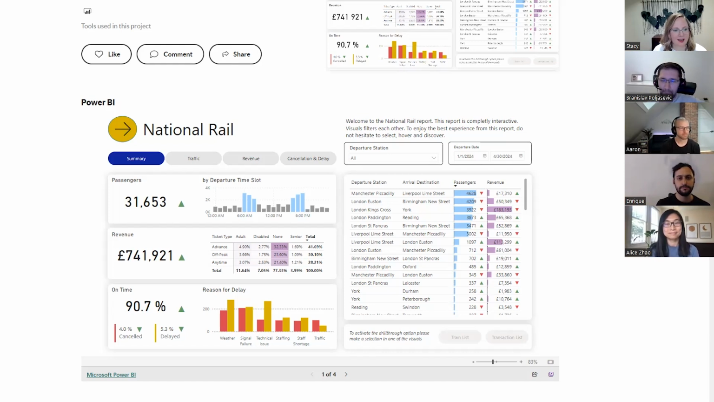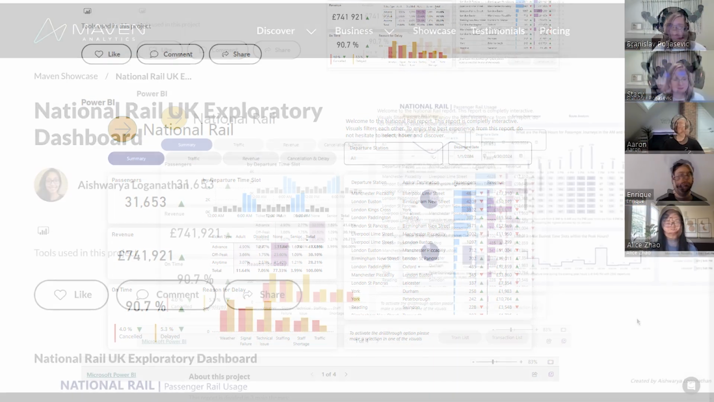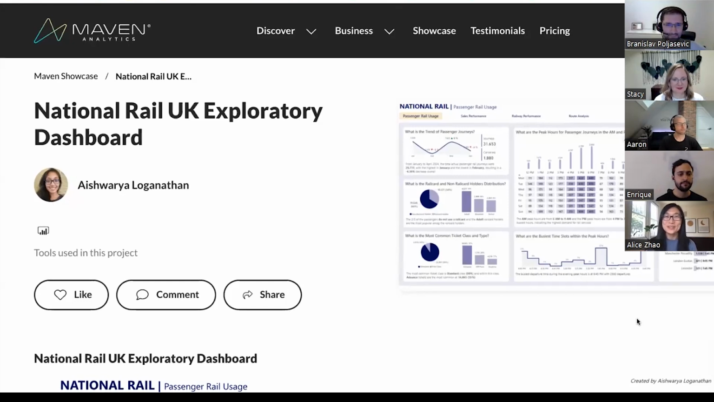Yeah, I thought that was a standout feature too, Enrique. So I'm glad I focused on that part too. I really love this entry from Aishwarya.